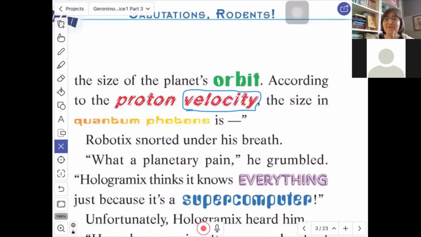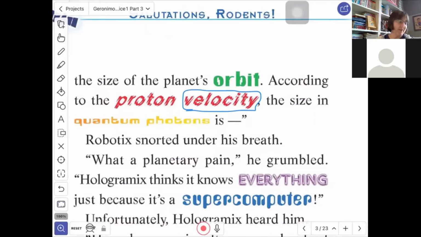Electrons. The electrons are moving really fast. So the word velocity, which you see right here, means how fast something is going. Velocity is talking about the speed, or how fast something is moving. So do you think it would make more sense to say proton velocity or electron velocity? Electron. Yeah, that's what I think.